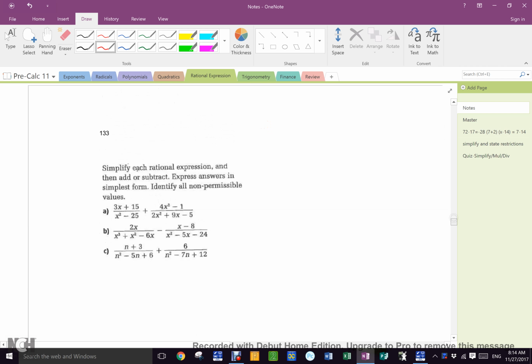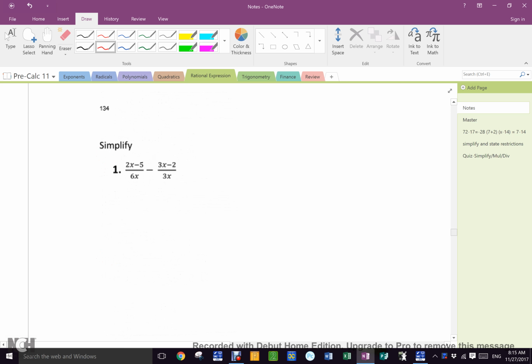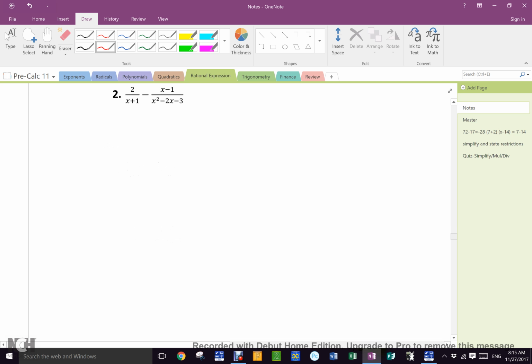To the next one. I will ask for B. Does anybody wish to give me B? Okay, let's try going on to this page. Number 1. Okay, number 2. Okay, tired of this. Moving on to page 136.